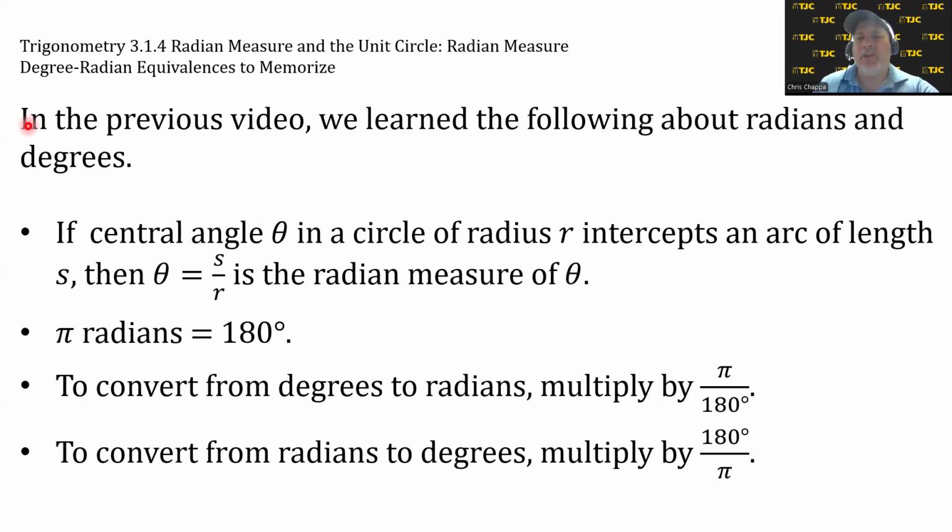In the previous video, we learned the following about radians and degrees. If a central angle theta in a circle of radius r intercepts an arc of length s, then theta equals s over r is the radian measure of theta. Pi radians equals 180 degrees. This one is super important. Know it. To convert from degrees to radians, multiply by pi over 180 degrees, and to convert from radians to degrees, multiply by 180 degrees over pi. But really, you need to know pi radians equals 180 degrees.